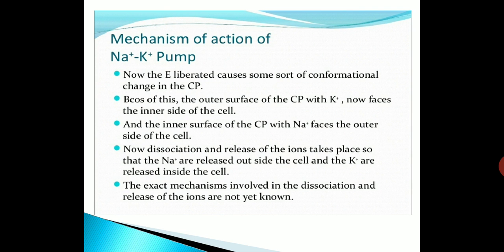Now the energy liberated causes some sort of conformational change in the carrier protein. Because of this, the outer surface of the carrier protein with potassium ions now faces the inner side of the cell, and the inner surface of the carrier protein with sodium ions faces the outer side of the cell. Now dissociation and release of the ions takes place, so that the sodium ions are released outside the cell and potassium ions are released inside the cell. The exact mechanisms involved in this dissociation and release of the ions are not yet known.